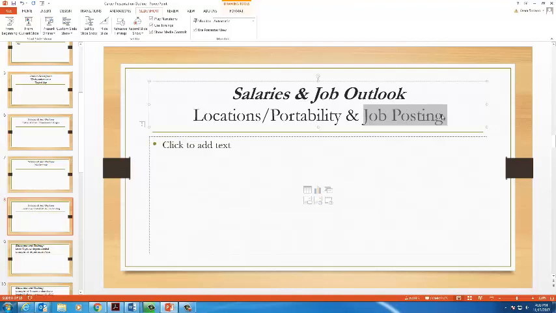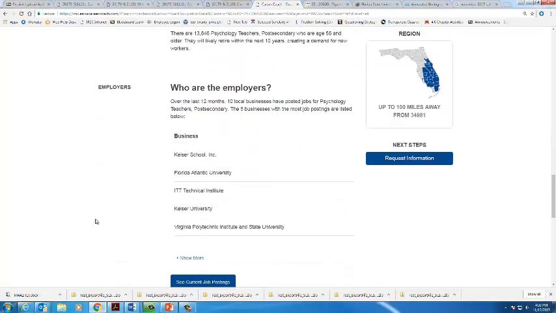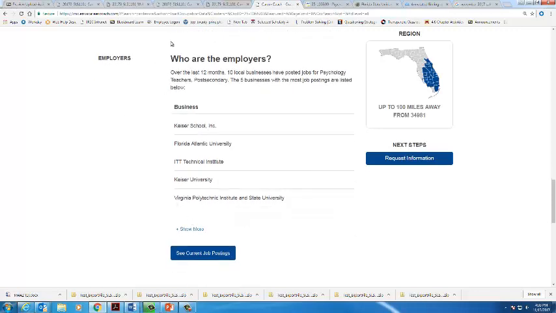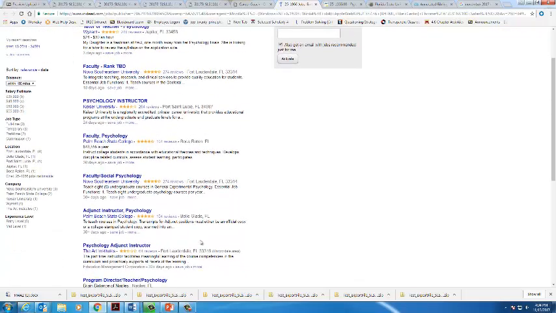And then the other piece is the job posting. Again, we can go to ONET, or Career Coach. Career Coach is sort of in your face if you're following this format. It's going to list all of the businesses. Career Coach is limited to our geographic area, so it's going to list the businesses, the colleges or universities that are hiring in our area. But you can click on current job postings. This is going to take you to Indeed, and you can start to search for a job posting there.